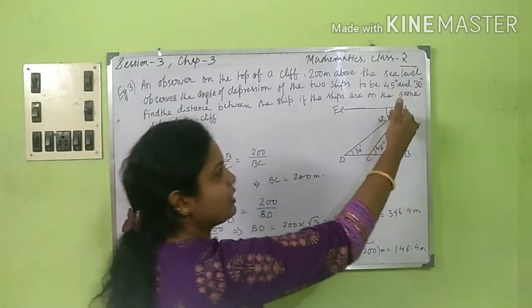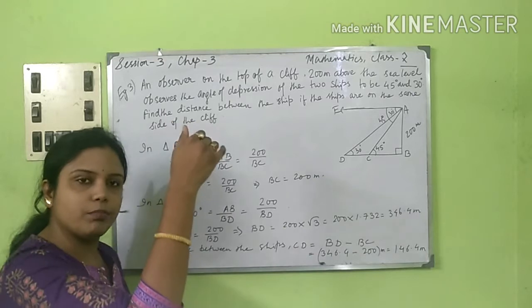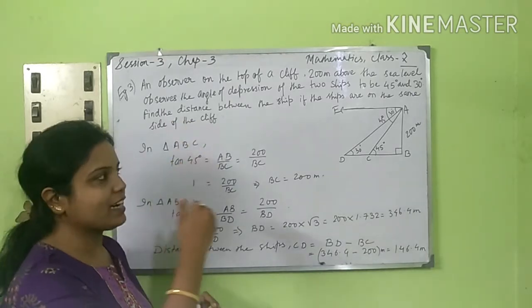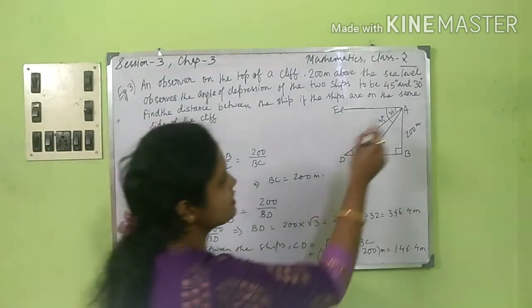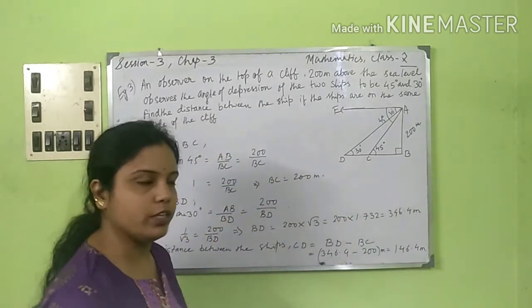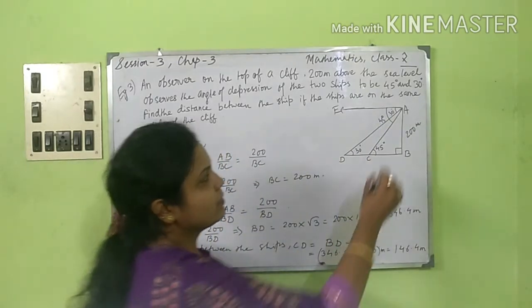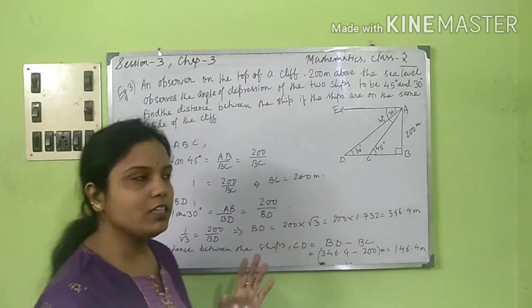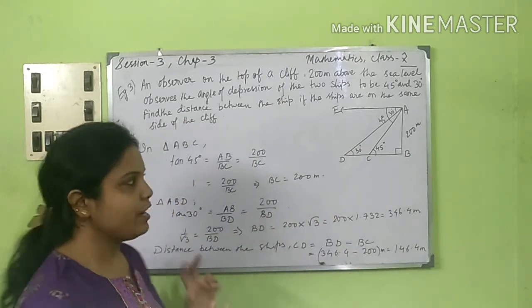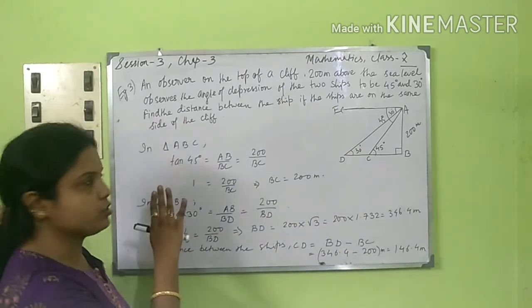Whenever a person is looking down from the cliff or from a top position, that gives you the angle of depression. And this AE is the horizontal line over there. So AB, that is a perpendicular, or the length of the cliff, is given as 200 meter. Now coming to the ratios part.